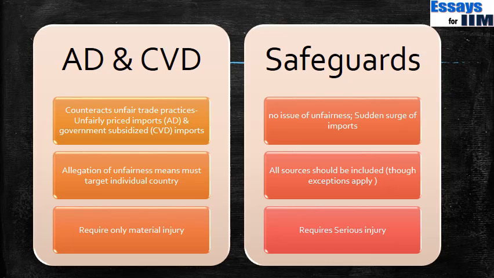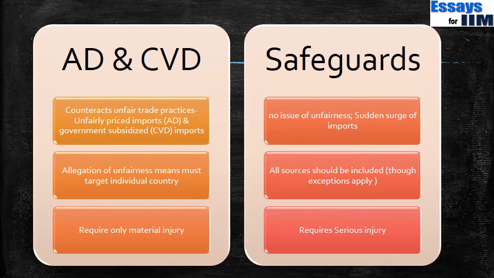So in the first group, you need to prove allegations of unfairness. It must be targeting individual countries. Like we said, okay, we are saying that China is doing something improper and hence we need to impose anti-dumping or countervailing duties. But in safeguards, it's for all sources. It's not for a particular country. It's from anywhere. Let us say wheat is coming into my country because wheat imports have suddenly surged, and then it could hurt my economy. So this is what we are talking about.